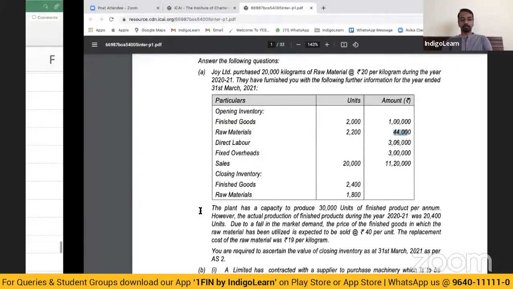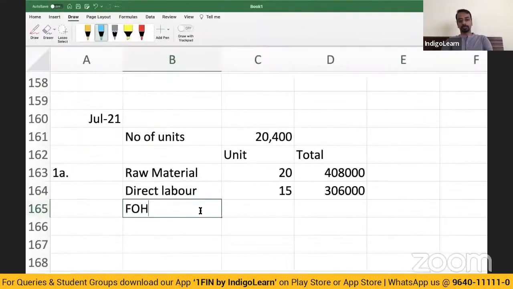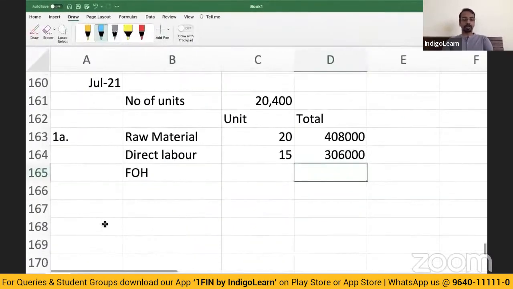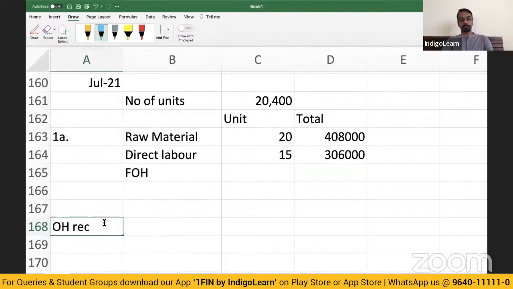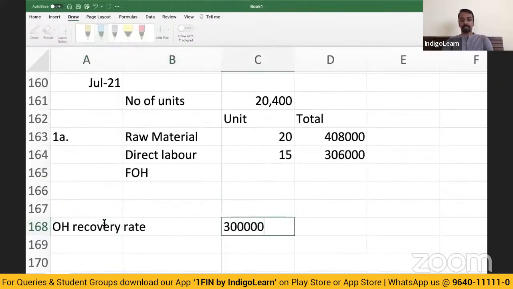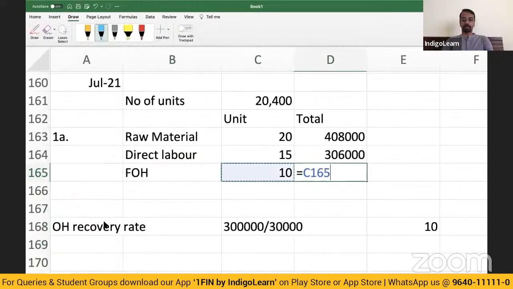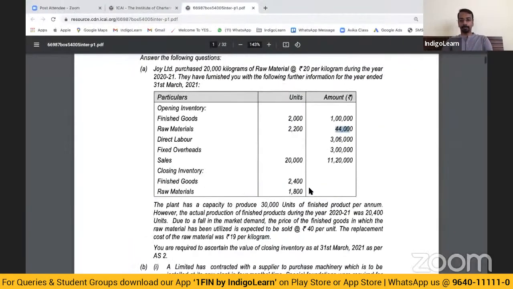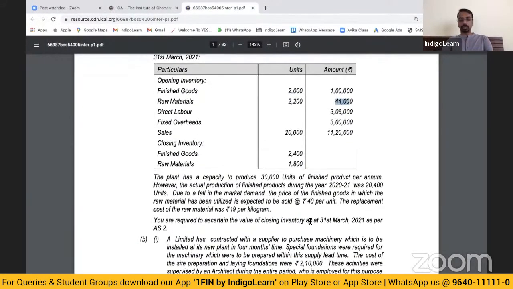Then overheads. How much is the overhead incurred? Now you cannot absorb everything in the production because you have to calculate the fixed overhead recovery rate. So overhead recovery rate is equal to 3 lakhs divided by 30,000. That is 10 per unit. So here fixed overhead will be 10 per unit. Total column need not be mentioned, I'm just writing here for your understanding. Are there any other costs? There are no other costs.